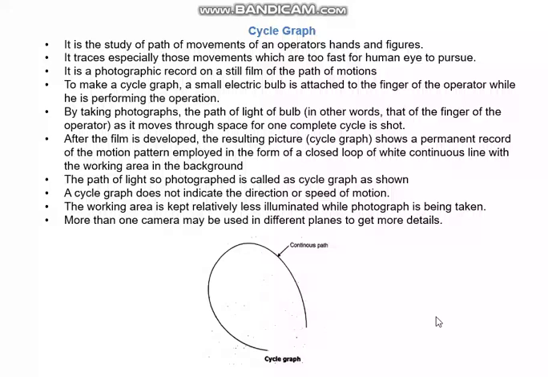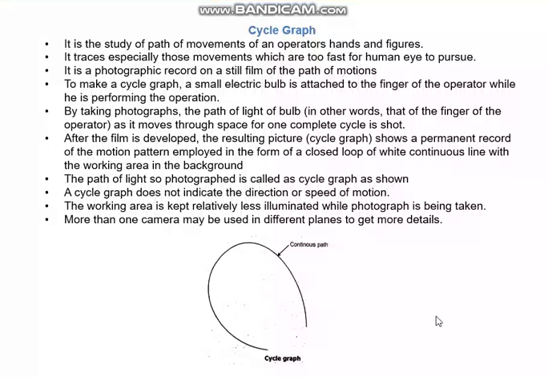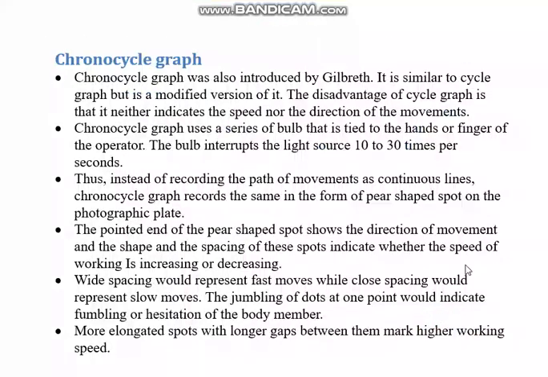You see, these are all part of method study. We are studying the methods. Next, let us see the chrono-cyclograph. Now, the chrono-cyclograph is also introduced by Gilbreth.